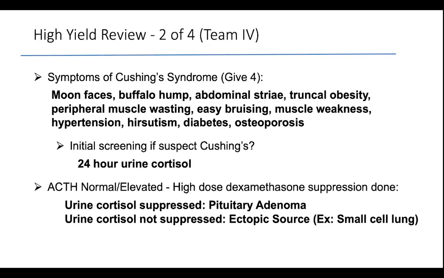unsuppressed, because if you give a patient 1 milligram of dexamethasone the night before, the next morning when they go to the lab, the ACTH should be suppressed and the cortisol should be less than 2. That's a measurement that's established. So if it's above that, that means that the patient has some degree of hypercortisolism.